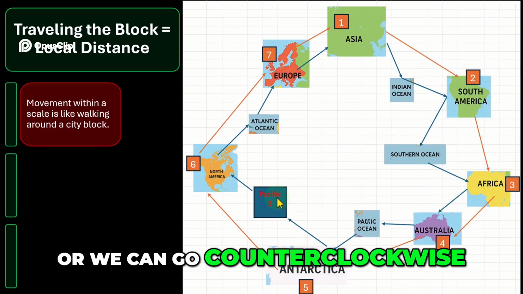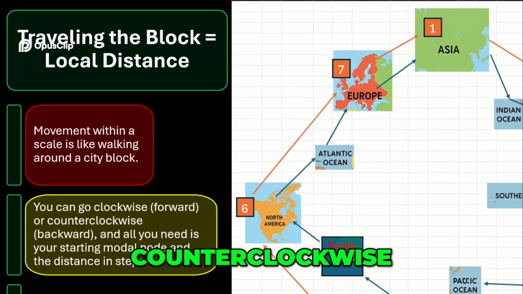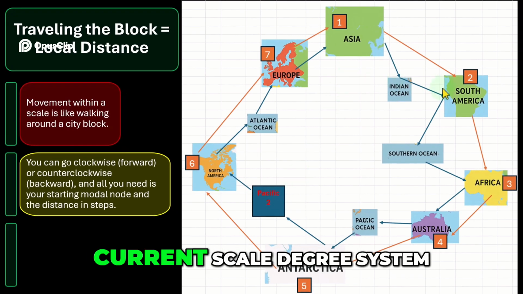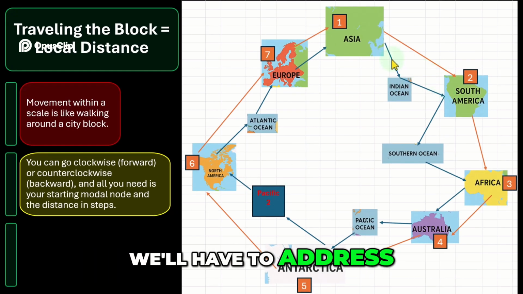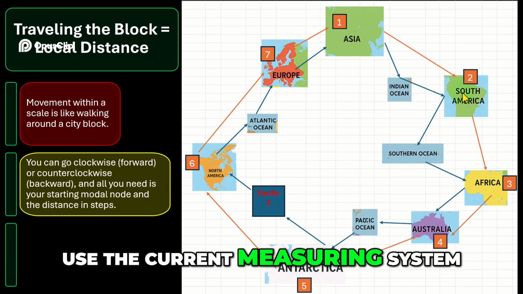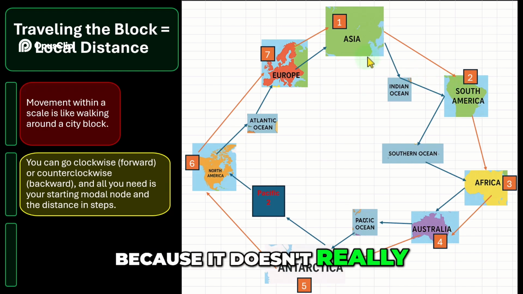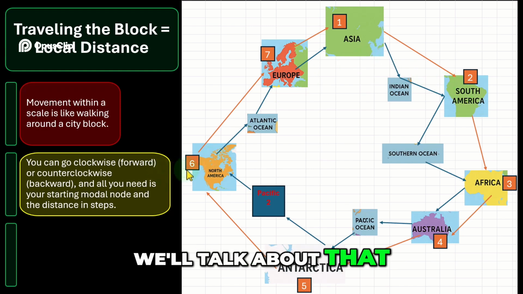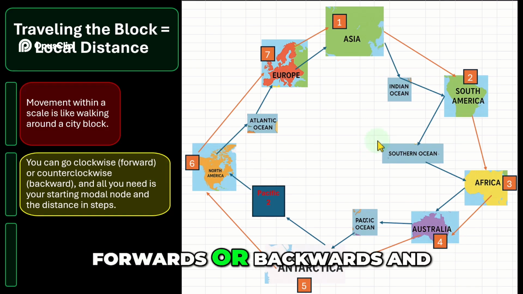Or we can go counterclockwise. So you can go clockwise forward or counterclockwise backward. And notice the current scale degree system has a problem going backwards. We'll have to address that because backwards is a thing. So how can we use the current measuring system, which is messed up from scale degrees, because it doesn't really go backwards that easy. We'll talk about that. But you can see theoretically it should be easy. You should just go forwards or backwards.